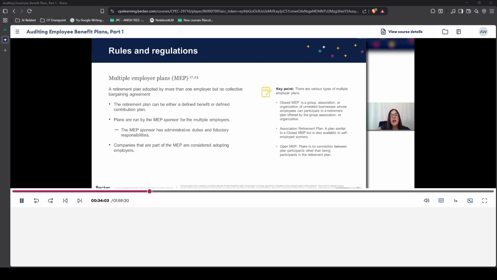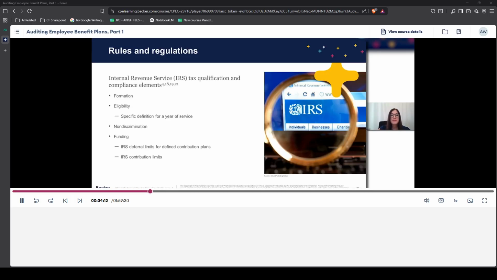And there is a new type of open multiple employer plan that we'll talk about in a little more detail when we get to our section related to the Secure Act. Now, with all of these different types of plans, you have to understand and adhere to the rules and regulations, not just under ERISA, but also in accordance with the Internal Revenue Service. And these are specific in regards to tax qualification and compliance elements.